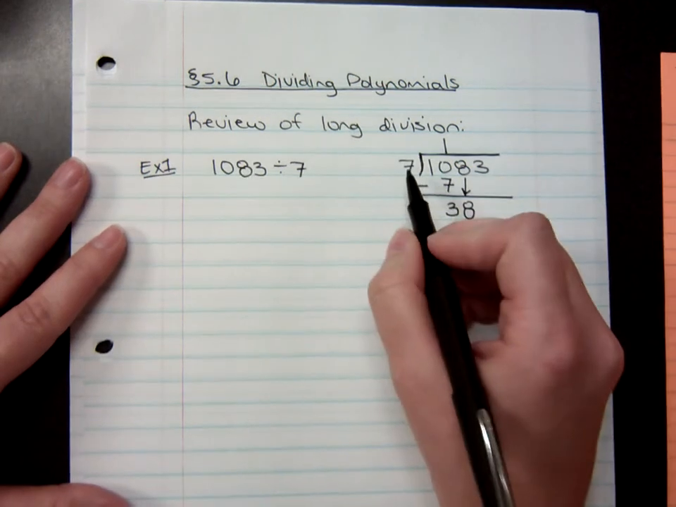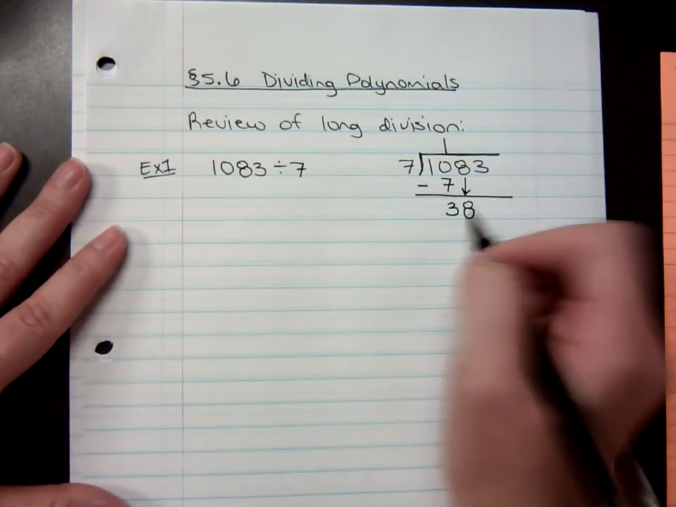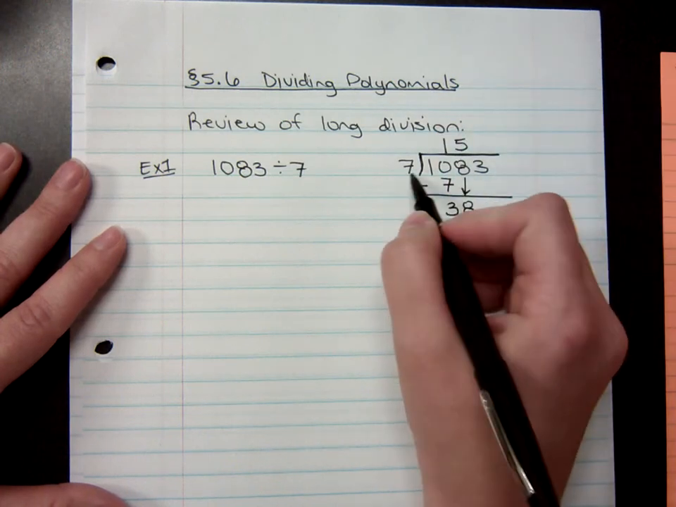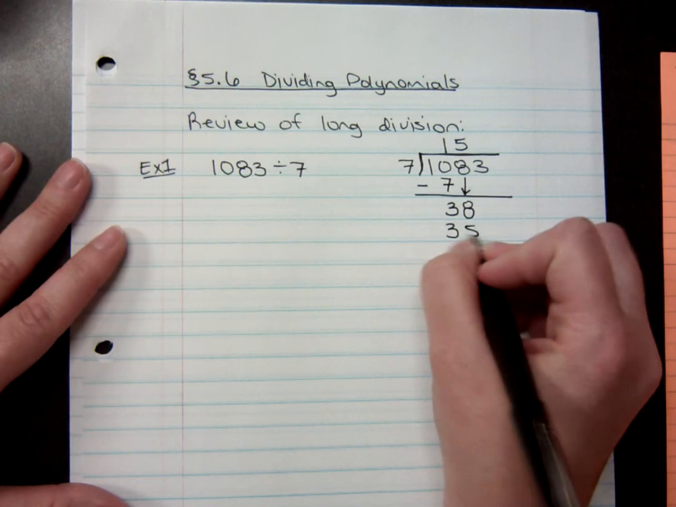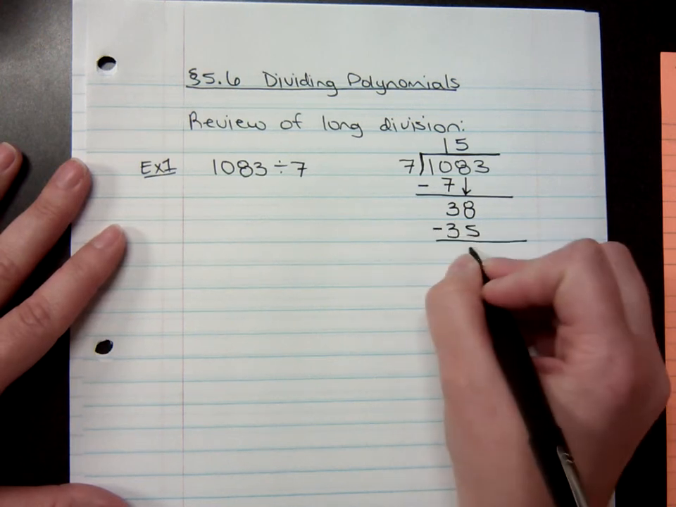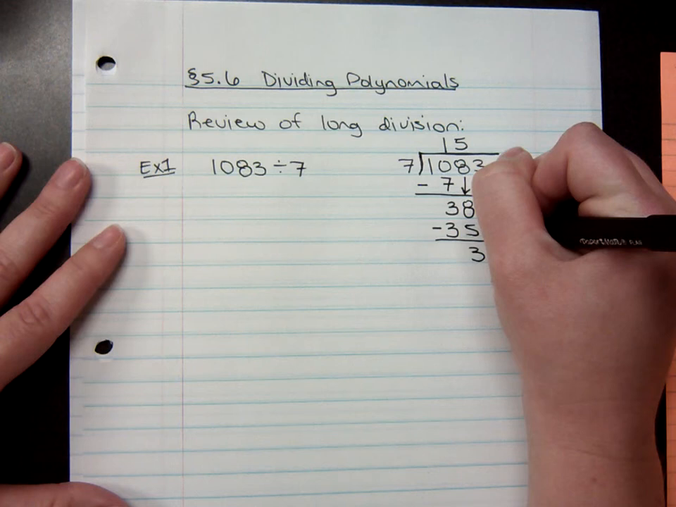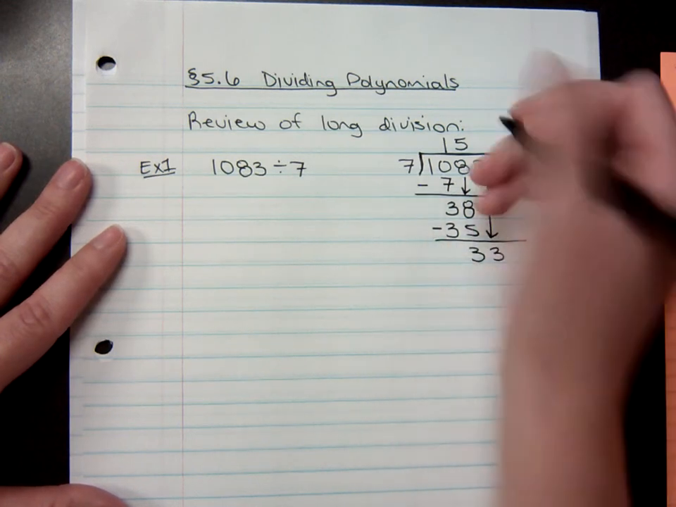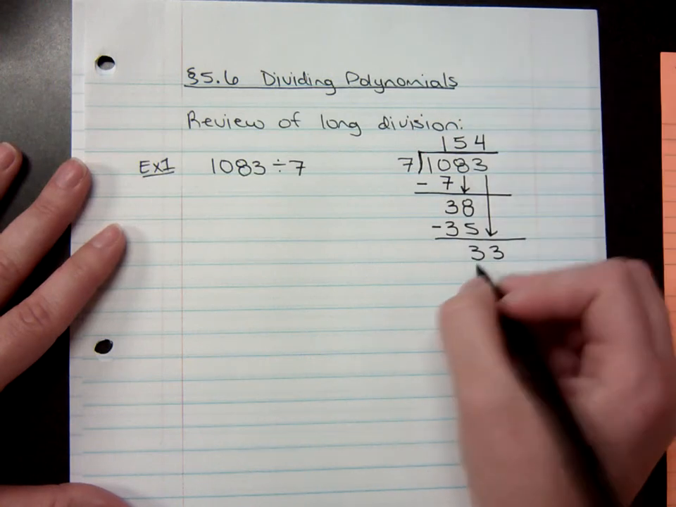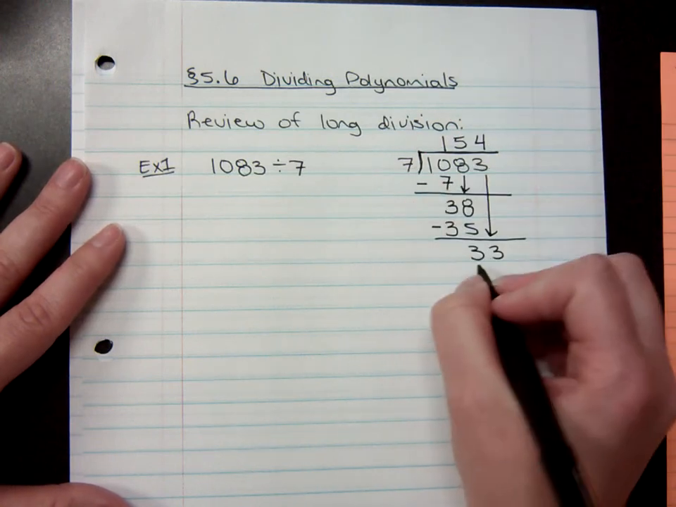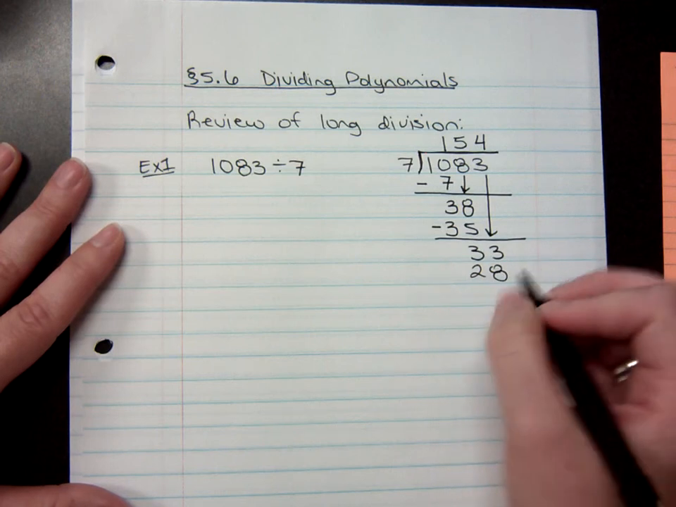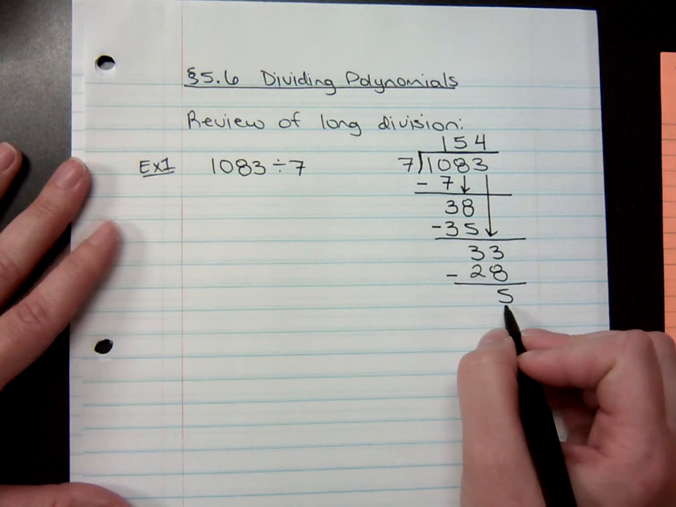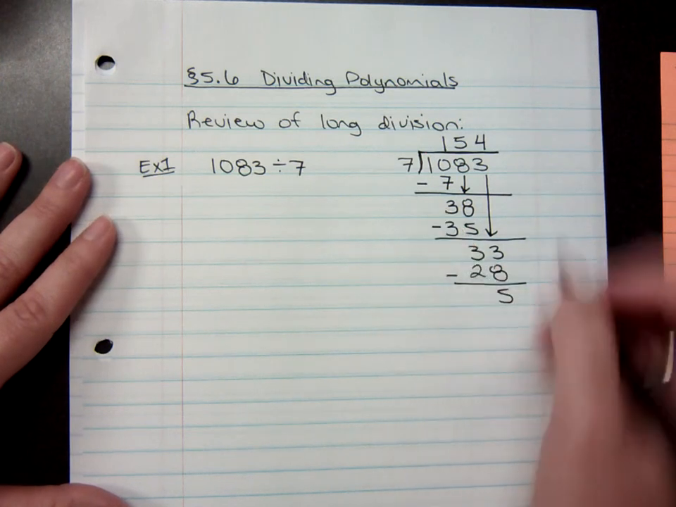And we'd bring down the 8. Then we would think, how many times does 7 go into 38? That would be 5 times. Then we would do 5 times 7 to get 35. Subtract and bring down. And how many times does 7 go into 33? 4. 4 times 7 is 28. Subtract, you get 5. 7 does not go into 5, so that's your remainder.